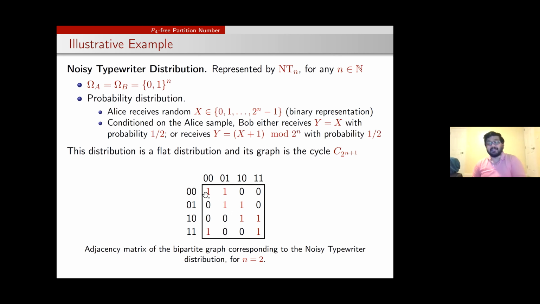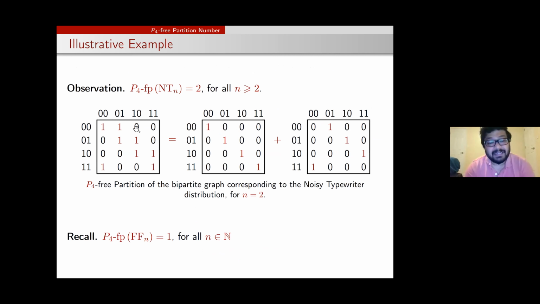This graph is a cycle of length 8, in general 2 to the power n plus 1. Okay. So observe that this graph is not a rectangle and there is only one connected component. So obviously it is not a P4-free graph. However, we can take this graph and edge partition it into 2 graphs, such that each of them is a disjoint union of rectangles. So we can claim that the partition number of noisy typewriter is 2. Any questions at this point?